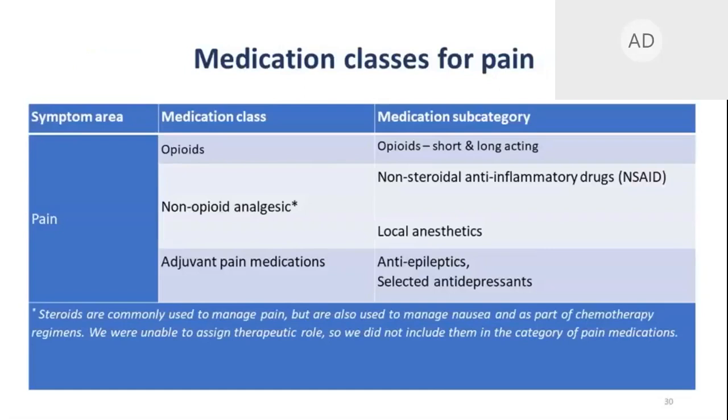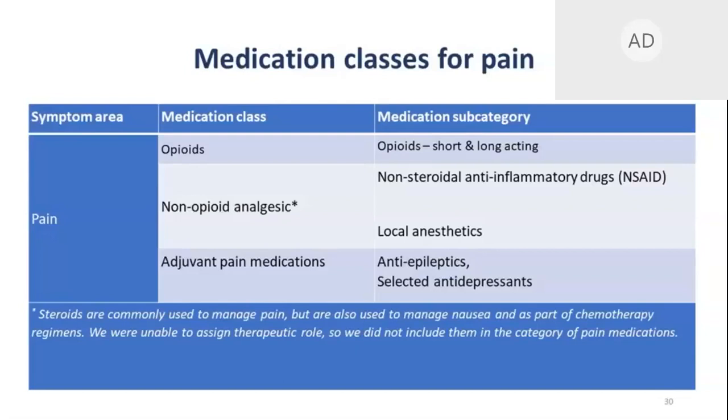So the medication classes we included were opioids, both short and long-acting, non-opioid analgesics, NSAIDs, and local anesthetics, and adjuvant pain medication: anti-epileptics and selected antidepressants that tend to be used more for pain than for depression.